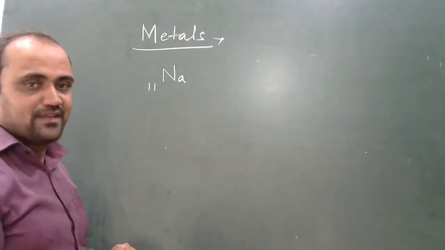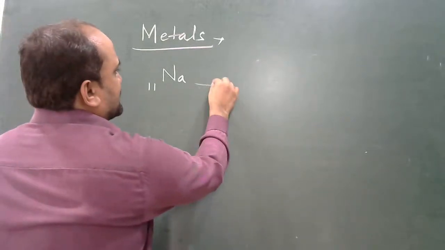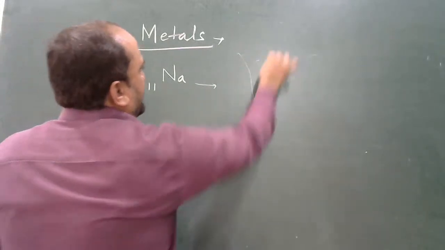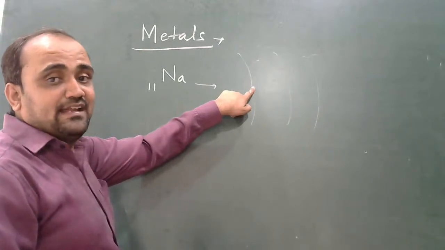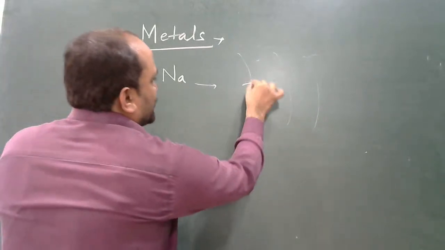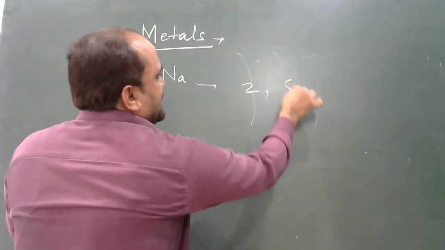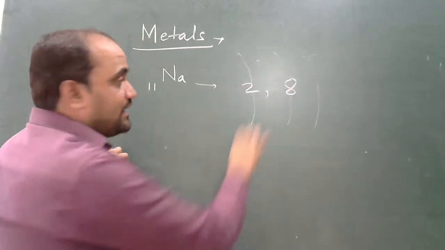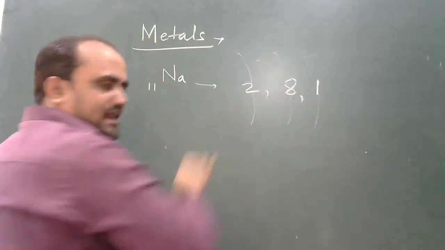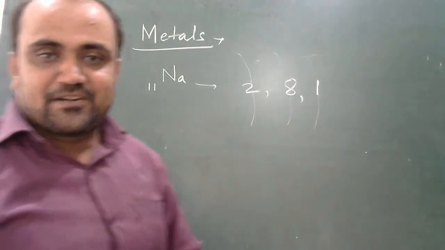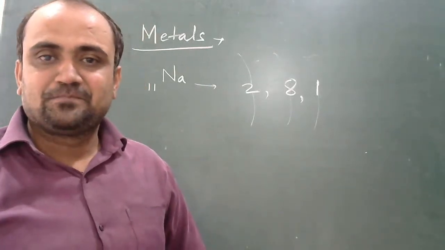Atomic number 11. So we write here 1, 2, 3. This is shell 1, gully number 1. 2, shell 2, gully number 2, 8 electrons. And 1. This is what we are writing till 10th standard, है ना.